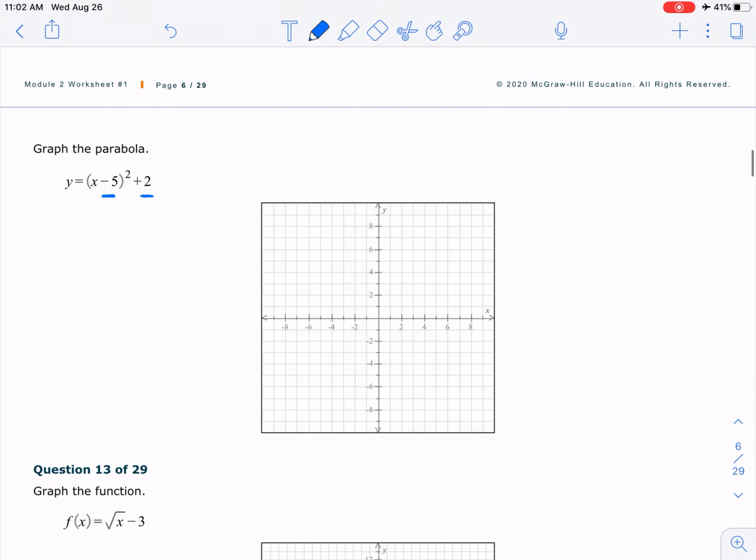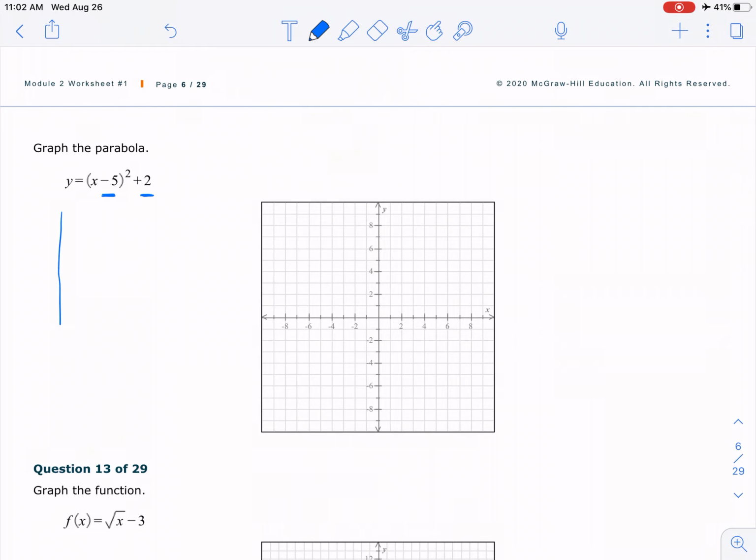So if we go to this problem, you know the vertex is going to be (5, 2). Okay, so let's locate (5, 2) right here. All right, I'm going to go left and right of (5, 2), which is 4 and 6. So 4, let's plug it in. We have (4 minus 5) squared plus 2, which is 3. For 6, you should get the same number, 3.